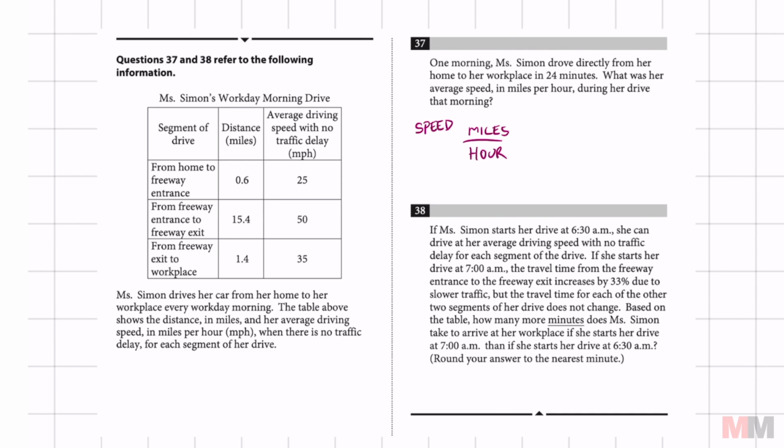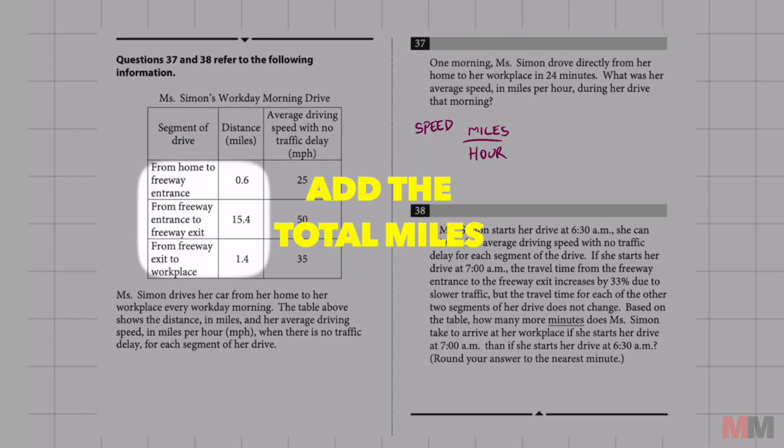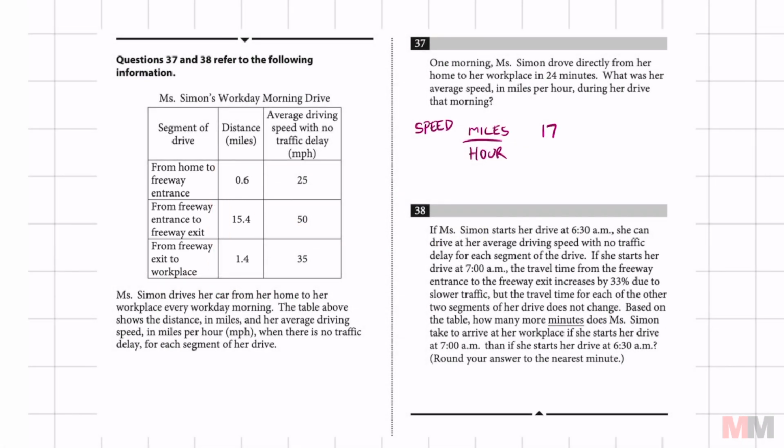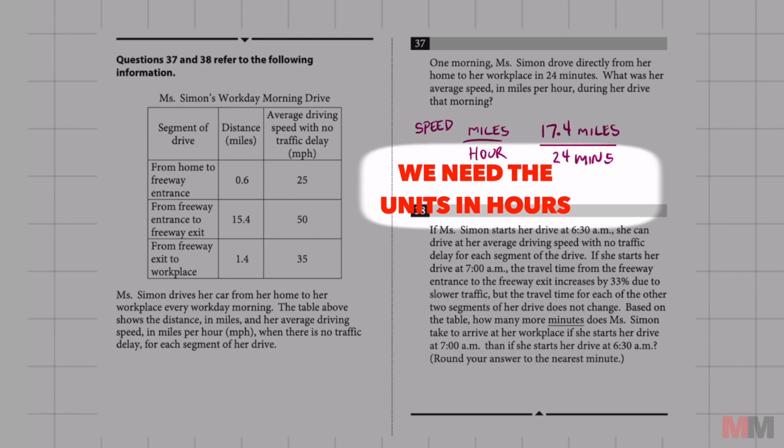To get speed, we got to take the total number of miles from her home all the way to her workplace. That means we got to add all these numbers up, and that's going to equal 17.4 miles. And from this word problem, it says that it takes her 24 minutes to cover all that distance. So you don't need any of this information right here. It gives us the time, but the thing is, it's in minutes. So now we just got to convert the minutes into hours, and we're done with this problem.